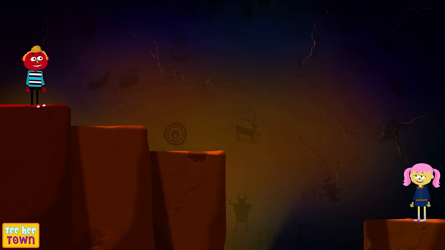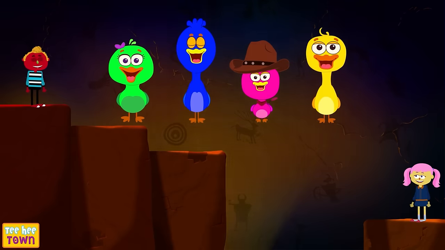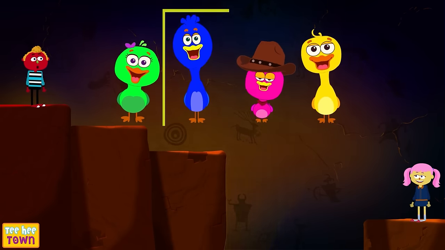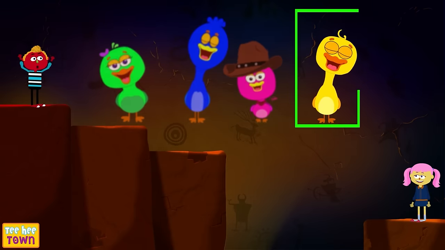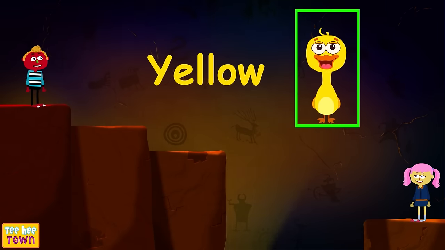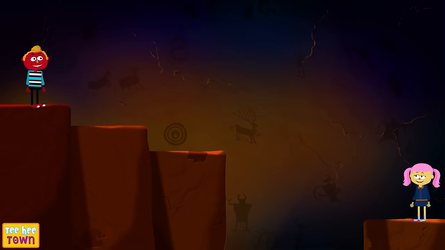Next question. Find the yellow duck. First? No. Second? No. Third? No. Yellow! The fourth one, that's the yellow duck. Correct answer.